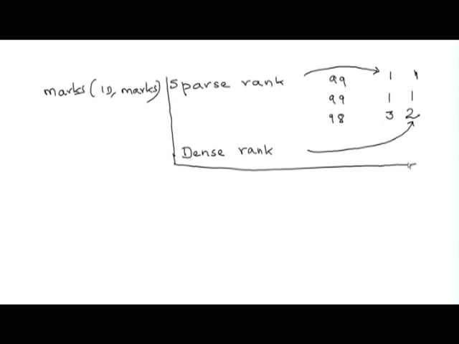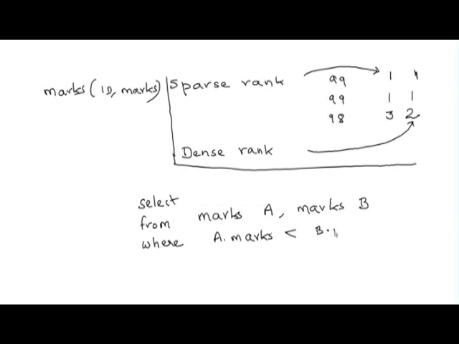So, now the first thing is to pair up each mark with every mark which is higher. How do you do this? So, I am going to use self-join in SQL. So, select, I will fill in the details of the select in a little bit. From, I want two copies of marks. Marks, let us call it A, marks B, there are two copies of marks, where A dot marks, A is the person for whom we want to find the rank, A dot marks. So, I want to find all the marks which are greater. So, less than B dot marks.